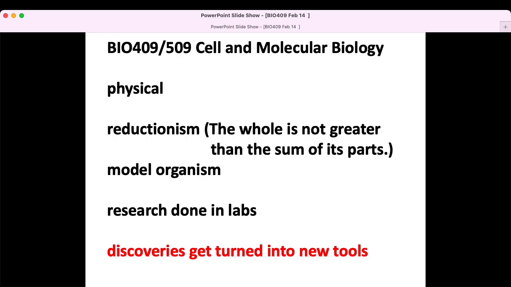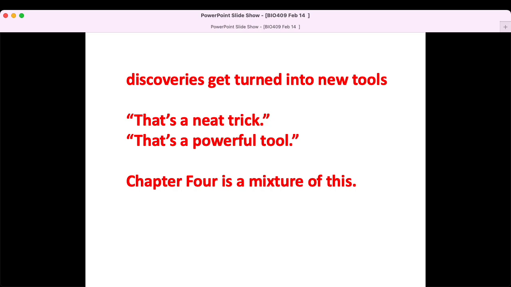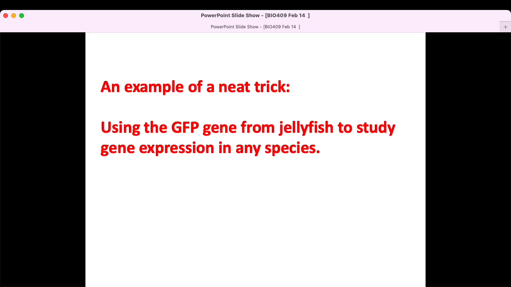then we were talking about this, and this is sort of chapter 4 talk. The science is physical, it's reductionist, use model organisms because of the orthologs, research done in lab, really controlled environments, and then something we've talked about is discoveries get turned into tools, like that. And the book loves to talk about that, molecular biologists love to talk about that. Several of the Nobel Prizes that have been awarded have been because somebody came up with a way of using these natural processes as tools to learn more. And so here are 2 examples that we can learn about.